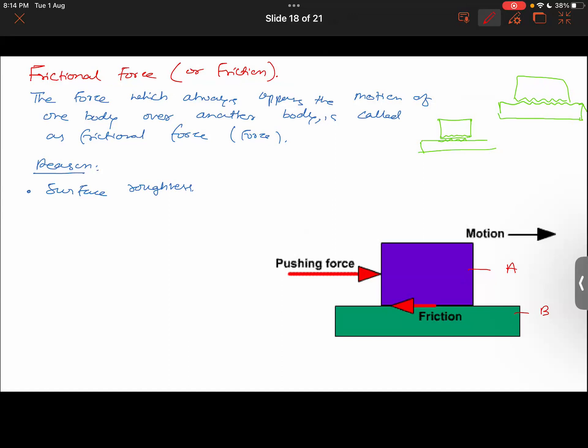So the surface roughness decides the amount of frictional force. If the surface roughness is more, then the amount of friction will be more, and if the surface roughness is less, then the amount of friction will also be less. And the surface roughness can be reduced by addition of lubricants.